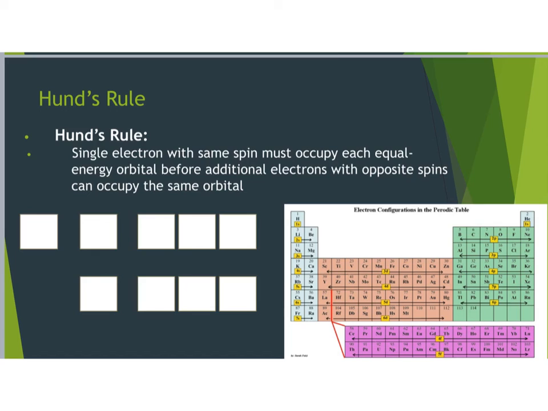Now the last rule we're going to talk about today is called Hund's rule. Hund's rule states that a single electron with the same spin must occupy each equal energy orbital before additional electrons with opposite spins can occupy the same orbital. The example I like to use for this is I like you guys to think about yourself when you ride a bus, okay? Typically, when you get on a bus, you're going to try to find an empty seat. And it isn't usually until all the seats are filled up before you start doubling up. So that's the same thing with electrons, okay?